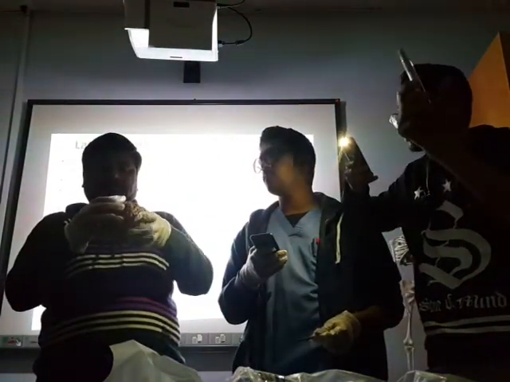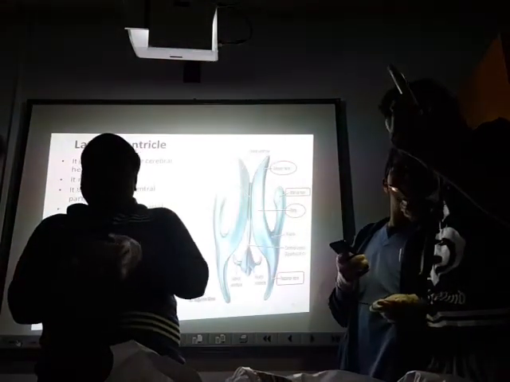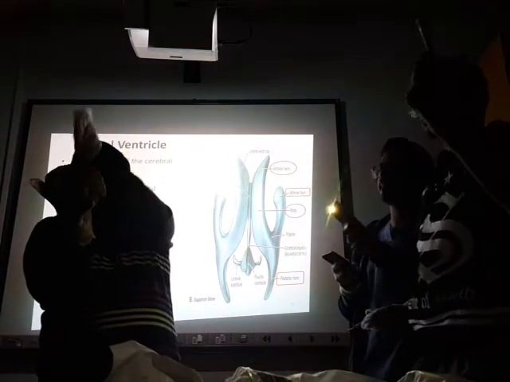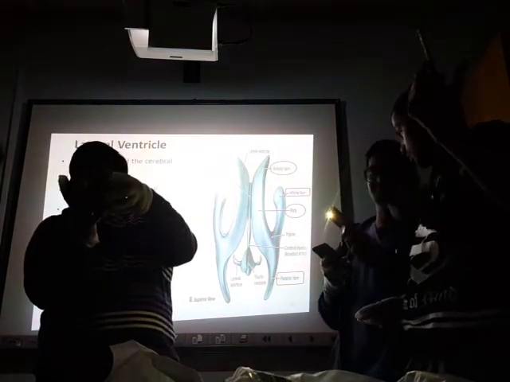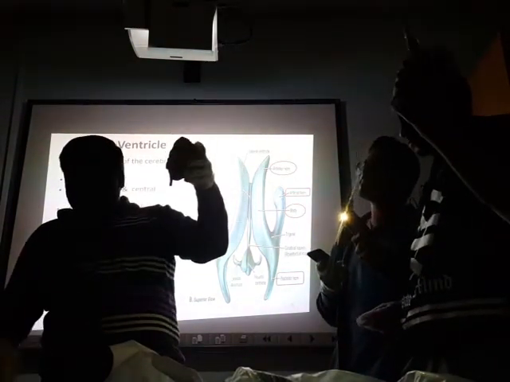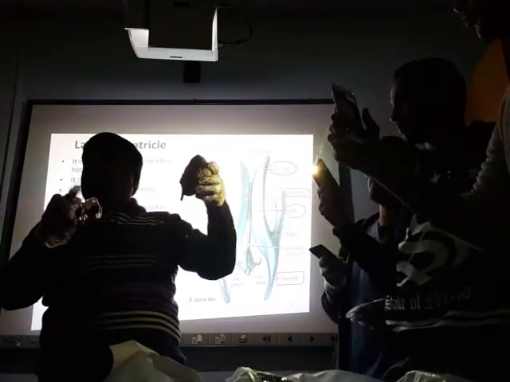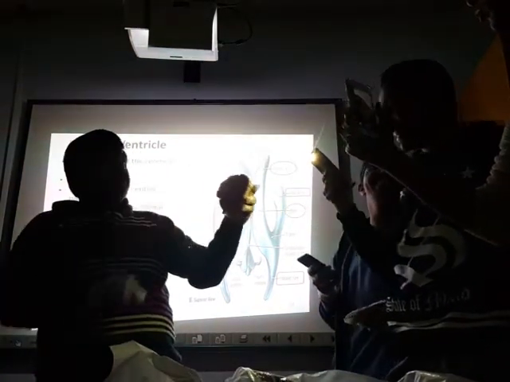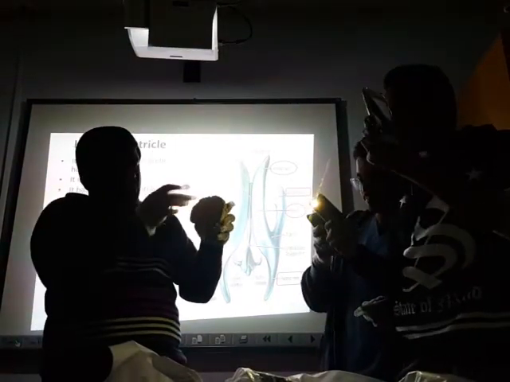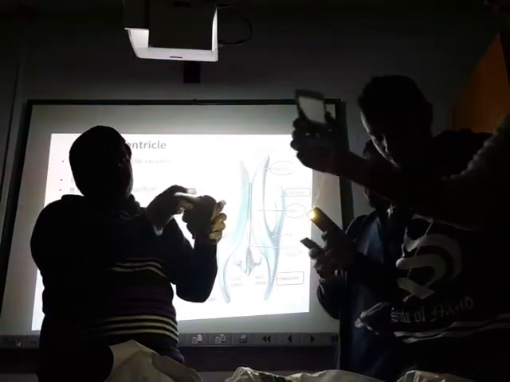Where is the section here in this model? It is in the parietal lobe. Am I clear? In the parietal lobe area there is a section. So which part of the lateral ventricle is this? This is the body part, the central part. We have taken a section to show you the body of the lateral ventricle.